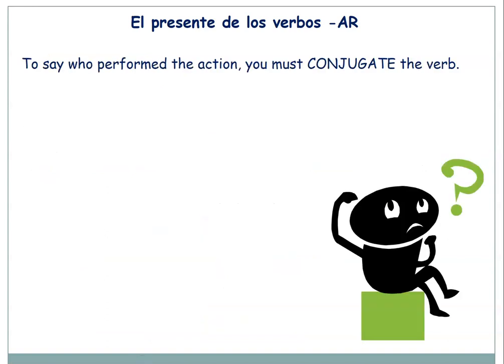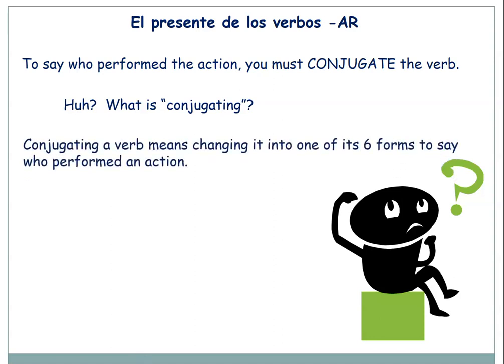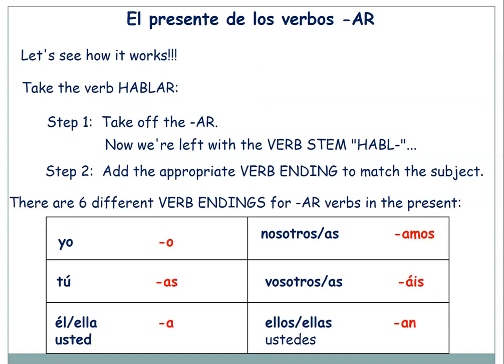To say who performed the action, you must conjugate or change the verb. What is conjugating? Conjugating a verb means changing it into one of its 6 forms to say who performed the action. Let's see how it works.